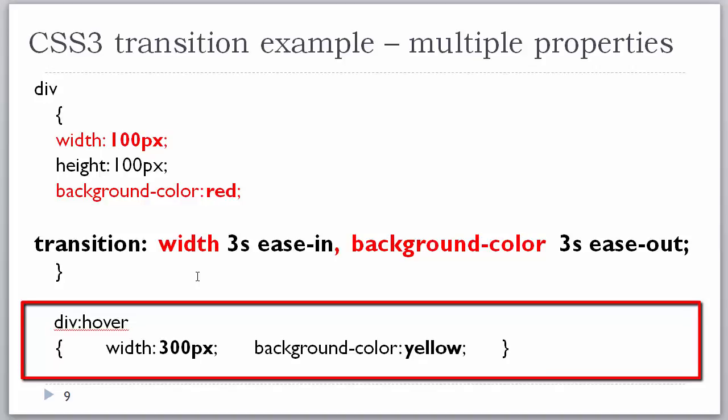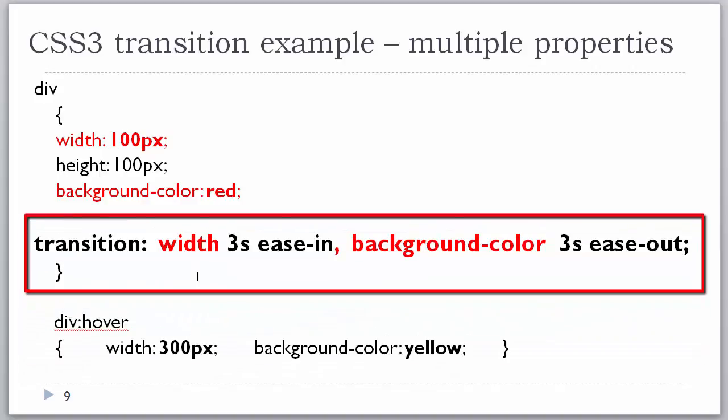Now I'm using the transition shorthand, and what I need to do is I need to have comma separated both of these values. So I have width 3s ease in. So now I'm adding a timing function, comma, background color 3s ease out. So you can vary your different values for the different properties in the syntax for the transition property.